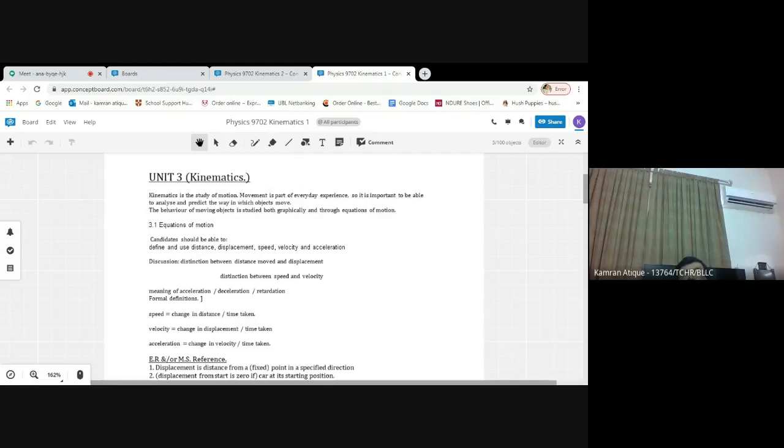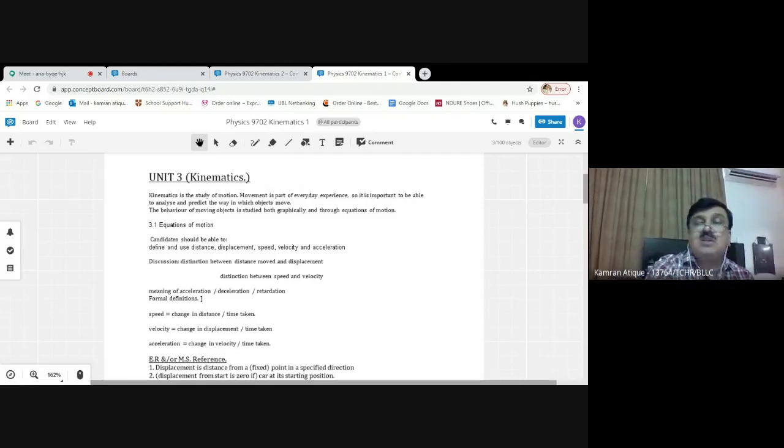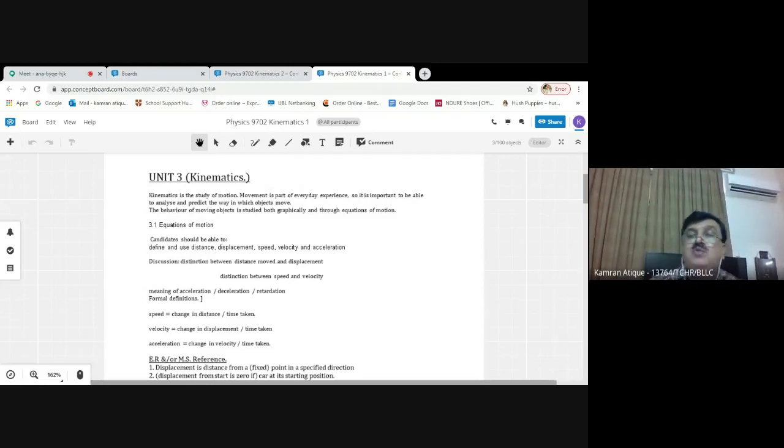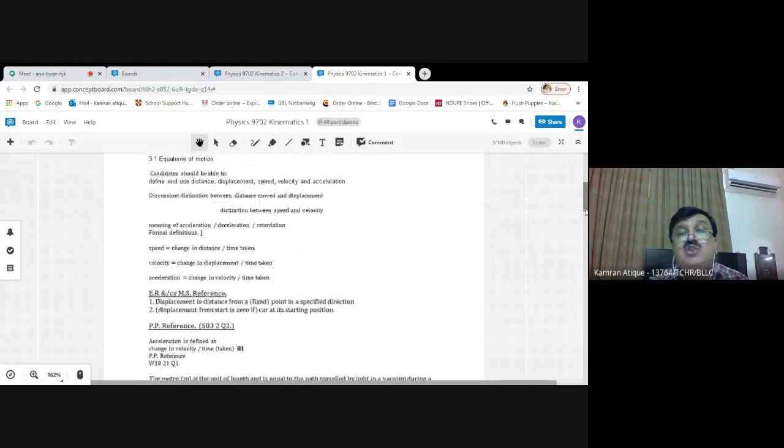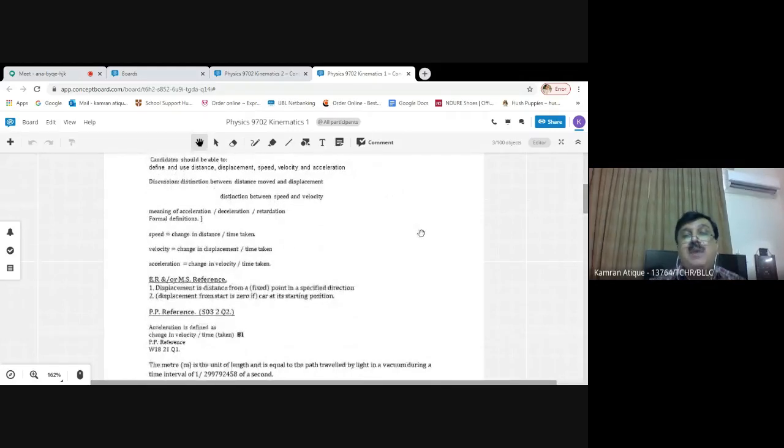So speed is the rate of change of distance, and velocity is the rate of change of displacement. Okay, right. Speed is the change in distance per unit time, and velocity is the change in displacement per unit time. These definitions are taken from your examiner reports and marking schemes, so please try to stick only to those words which are written in the marking scheme and examiner reports once we start practicing past paper questions. And acceleration will be the change in velocity per unit time. The people had studied it in basic classes that acceleration is the change in velocity per unit time.